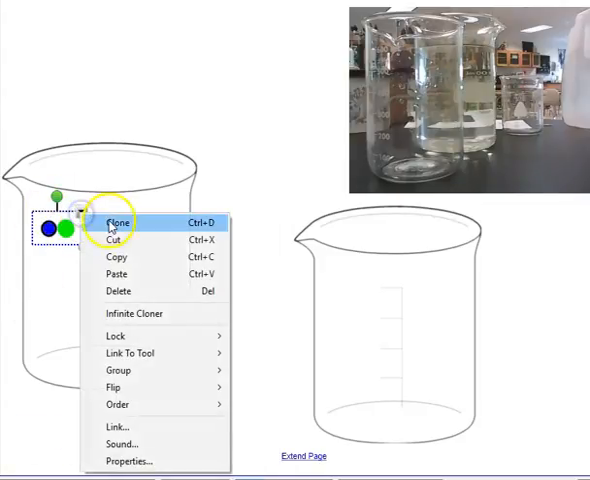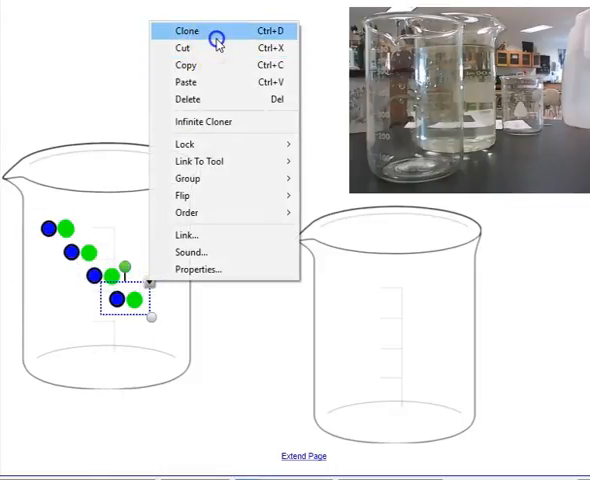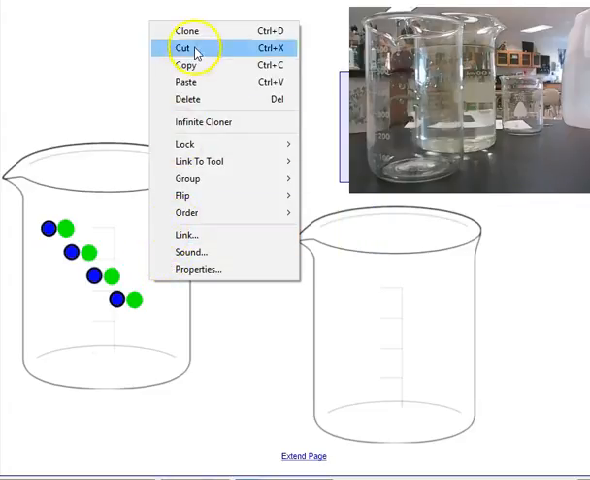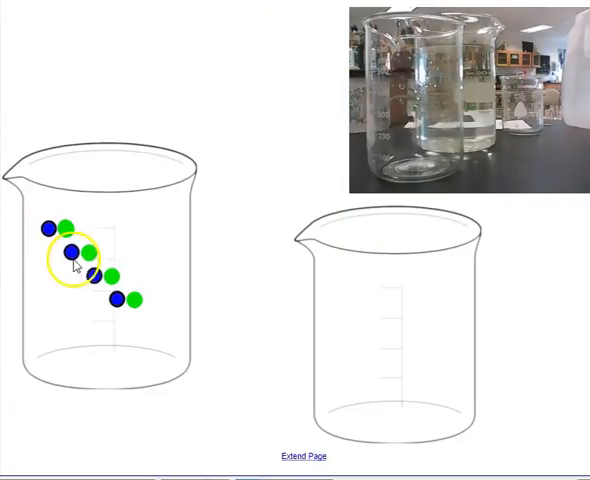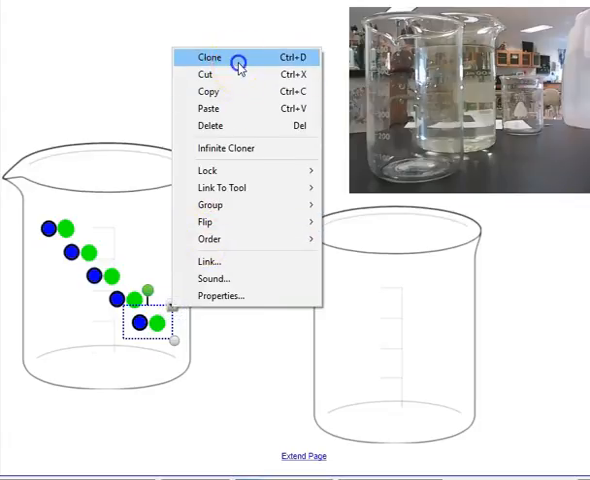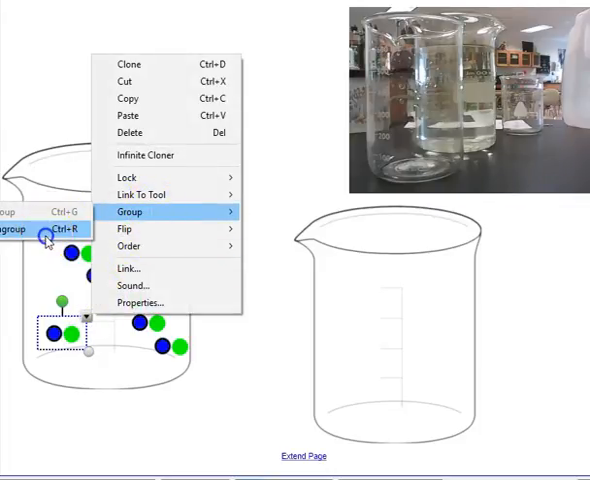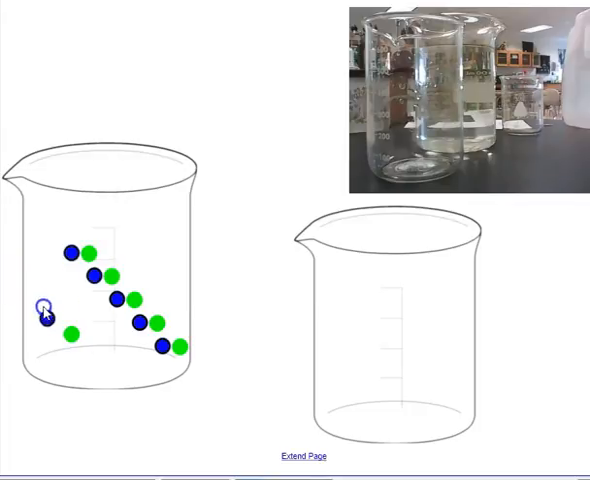Let's say 2, 3, 4, 1, 2, 3, 4. Let's make 6 of these. All right, so let's say this is my original beaker, and I have, let's just say 6 representative particles, but we know that when they dissolve, these particles are going to dissociate. So they're going to spread out evenly throughout the beaker.